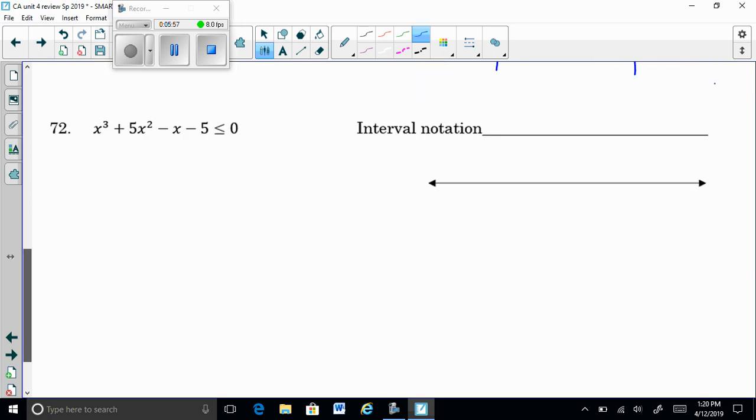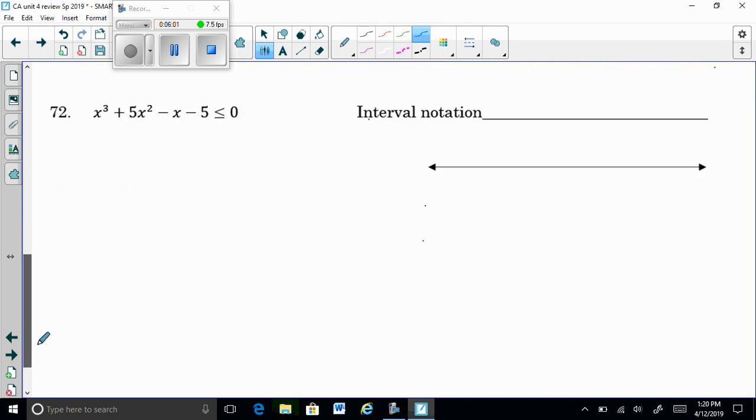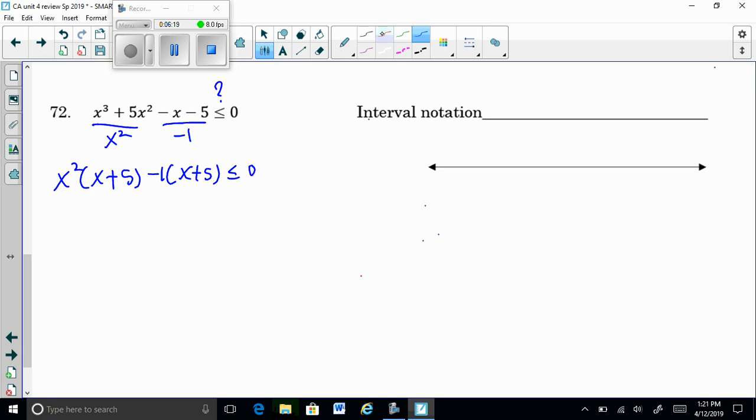All right, so this one, we want to figure out when it's less than or equal to 0. So we're going to start by doing factor by grouping. So we'll pull out an x squared and a negative 1. So let's see, that'll leave us with x plus 5. Pull out that negative 1. That'll give you an x plus 5. Figure out when it's less than or equal to 0.